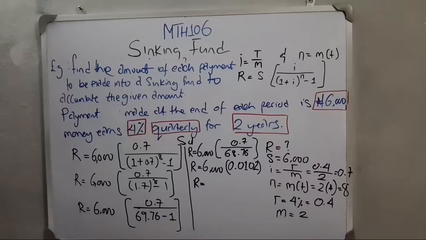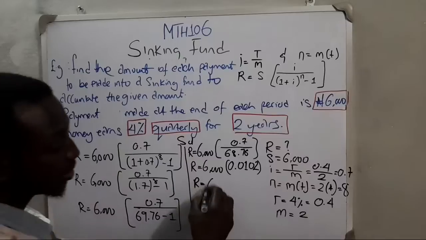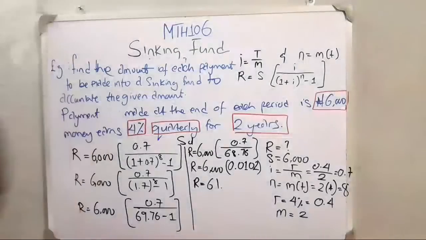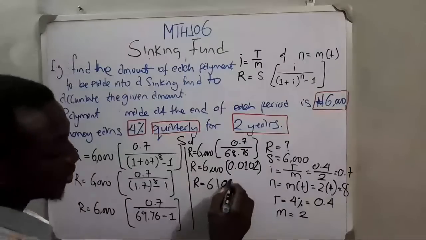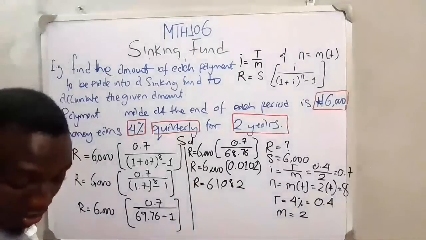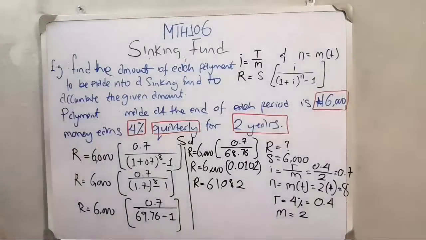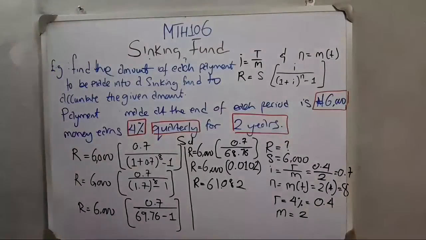Then we can multiply, which is R equals 6,000 multiplied by this, multiply by 6,000, so we are having 61.082, 0.82, and we have our answer.